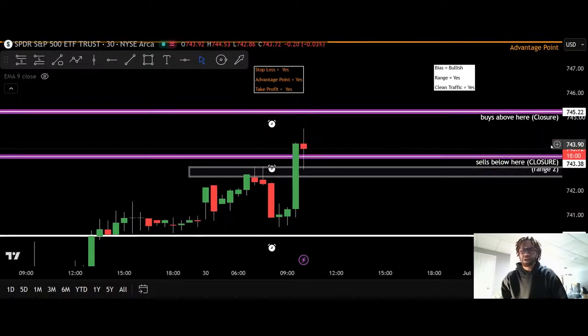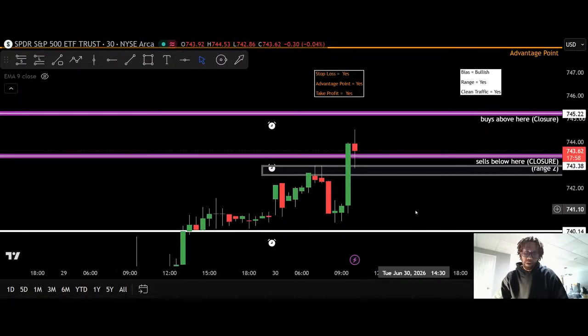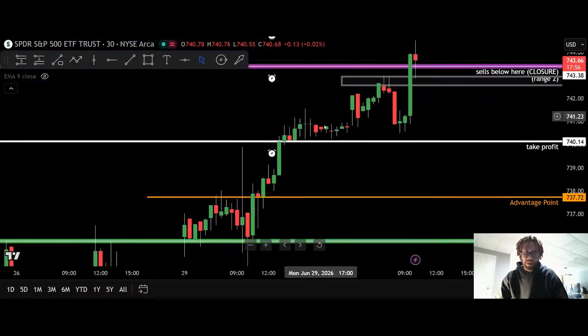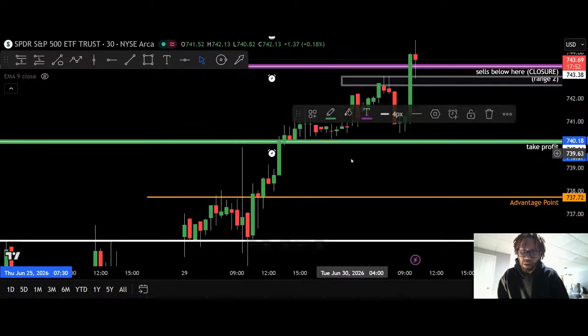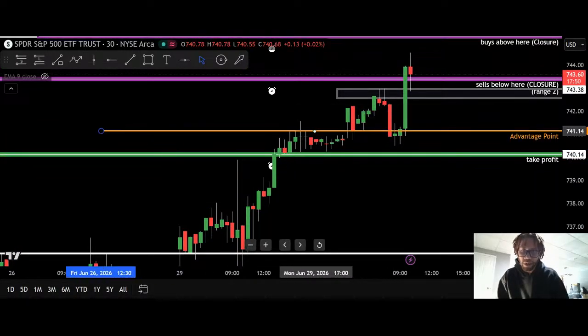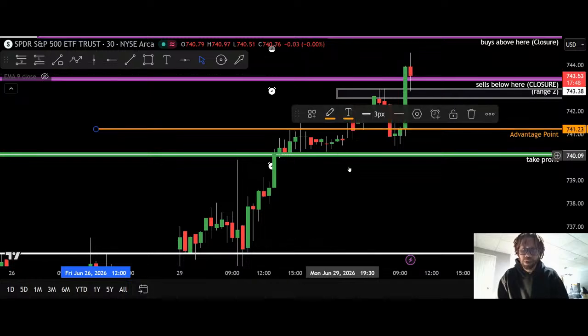Okay, you can see here how we have to move with price. All right, we move with price, being day traders, scalpers.